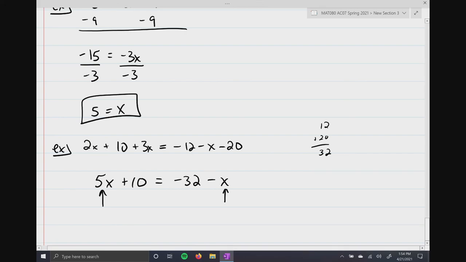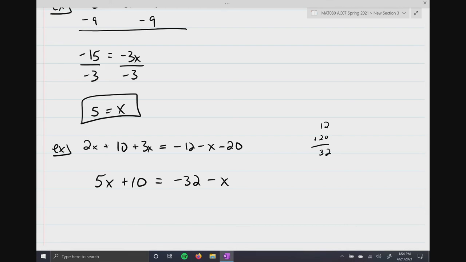So, somebody please unmute yourself and tell me what to move. Pick 5x, 10, negative 32, or negative x. It's your choice. All you're going to do is tell me. Negative x. I like that, Alyssa. So, I'm going to go ahead and move the negative x.